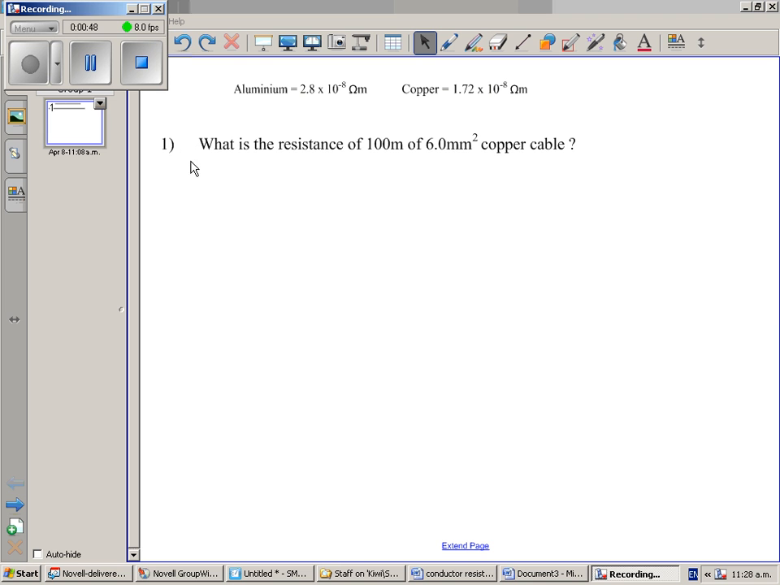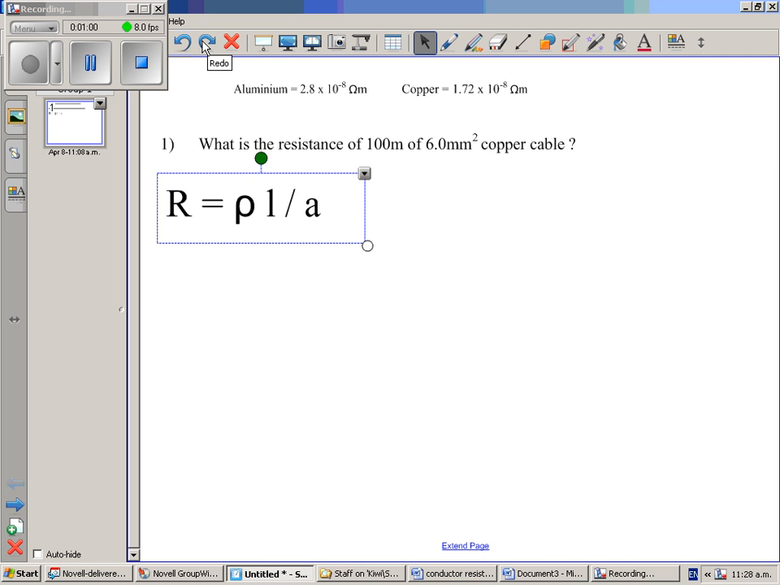So let's look at this question here. What is the resistance of 100 meters of 6 millimeter squared copper cable? So we're going to work out the resistance of this conductor. First of all, we need to know the formula we're going to use. That's the formula there. The resistance is equal to rho L divided by A.